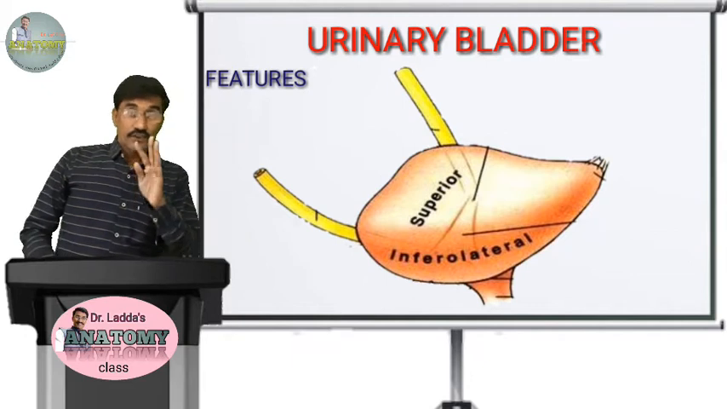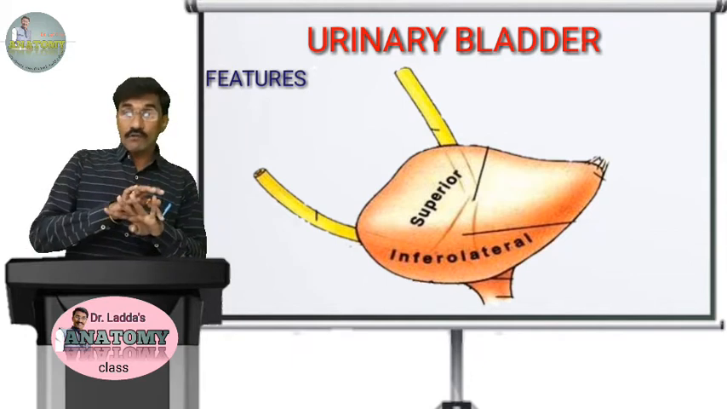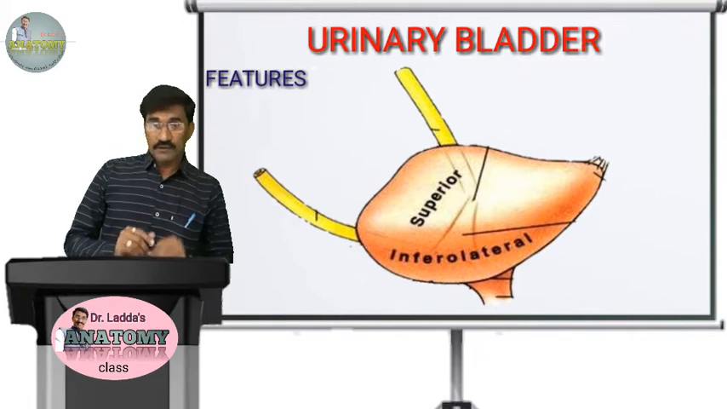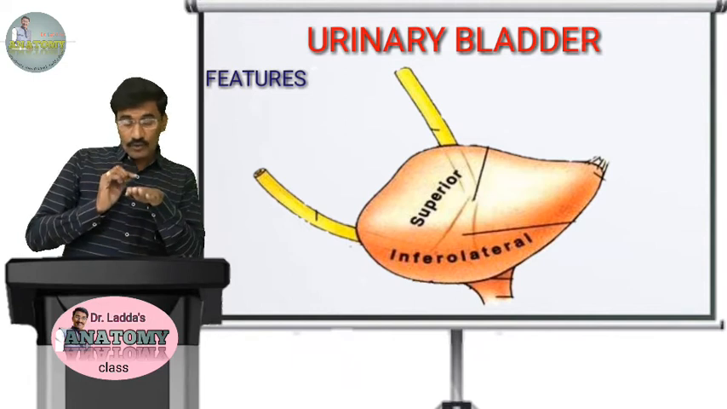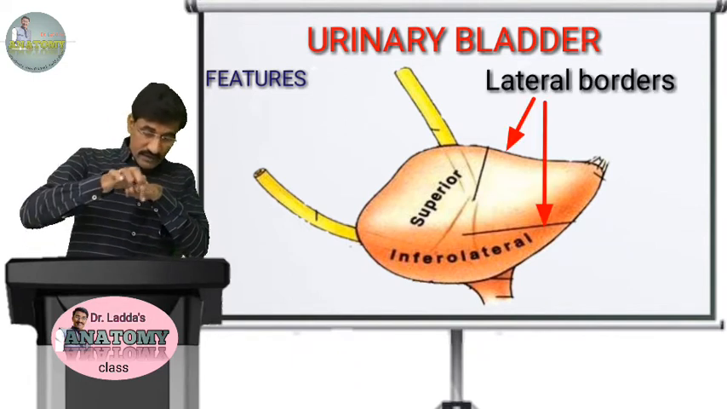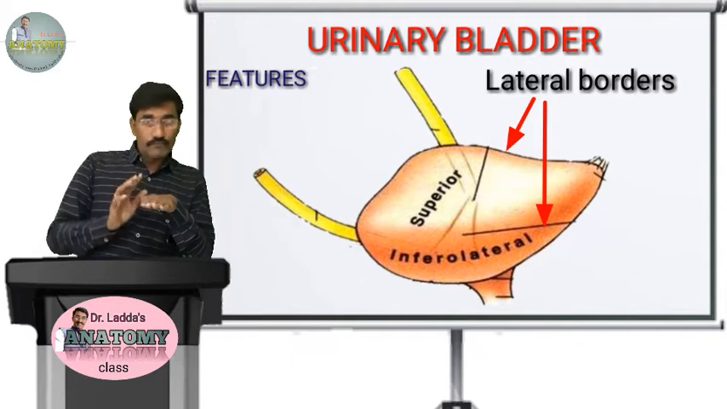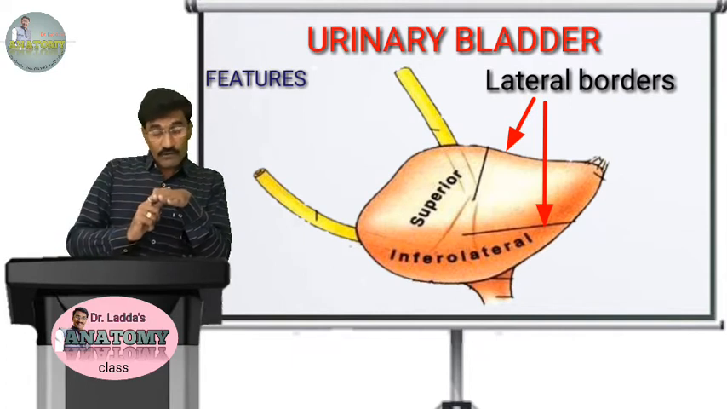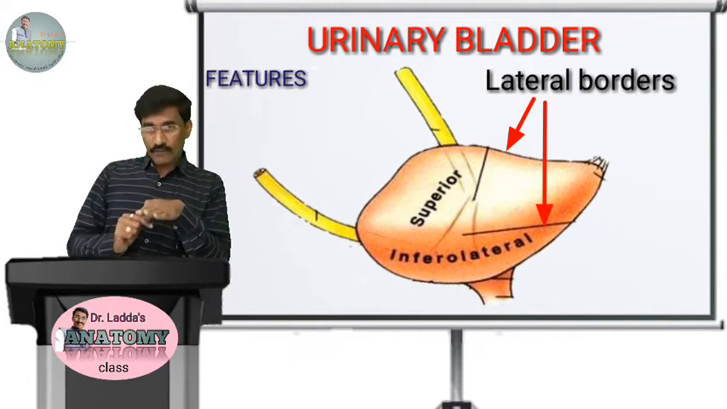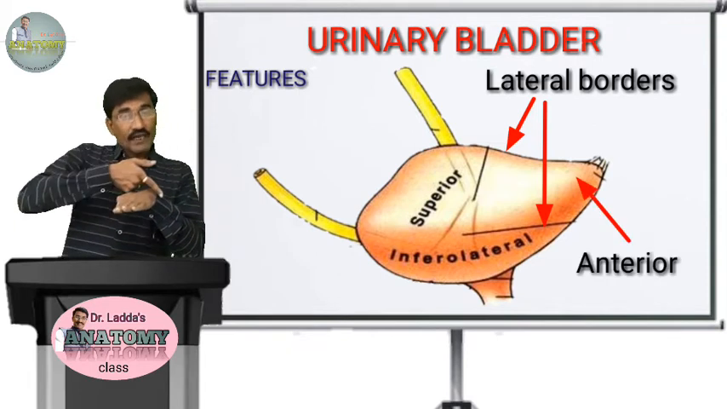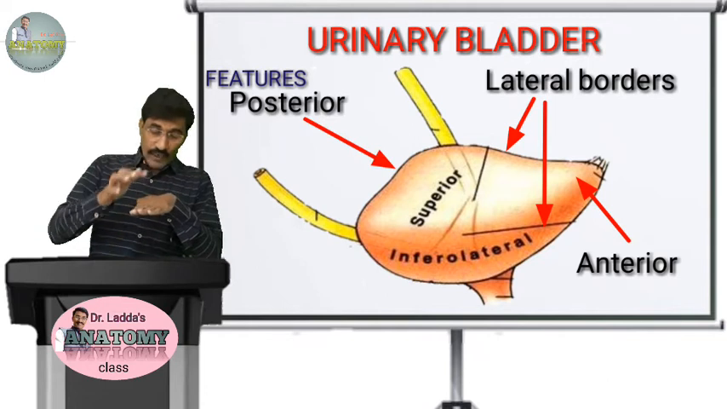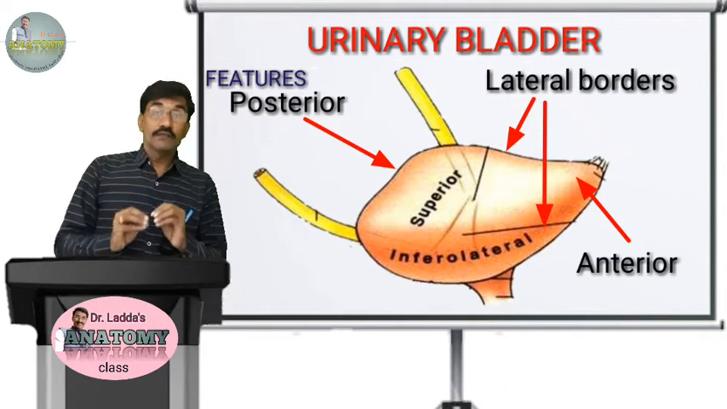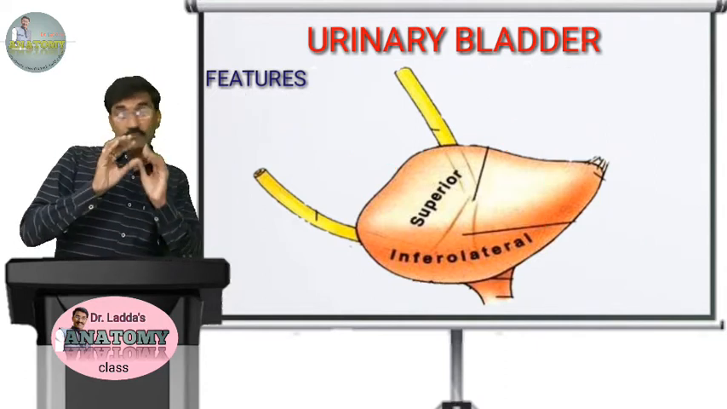In the same sense, the empty urinary bladder has four borders. And which are those four borders? This one is lateral border, this one is lateral. So among the four borders of the empty bladder, two borders are lateral. One border is the anterior border and one border is the posterior border. So anterior border, posterior border, and two lateral borders are features of the empty urinary bladder.